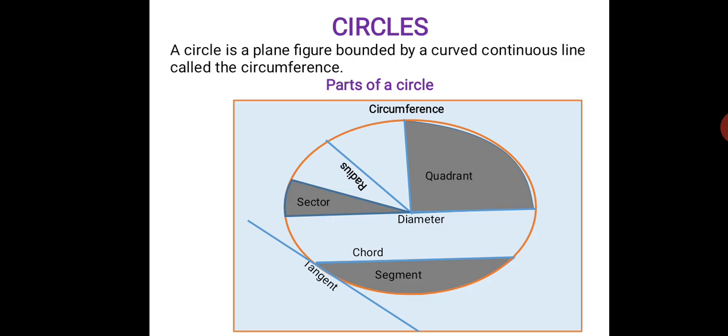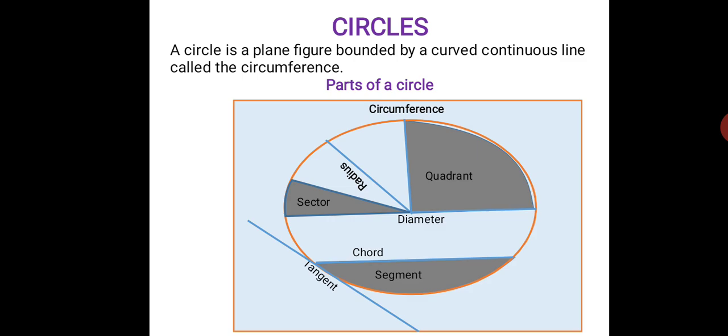You have your radius. From the center of the circle to any point on the circumference, that gives you the radius. You have the diameter. Diameter is also a chord, but in this case it passes through the center of the circle and touches 2 points of the circumference. That is the diameter.